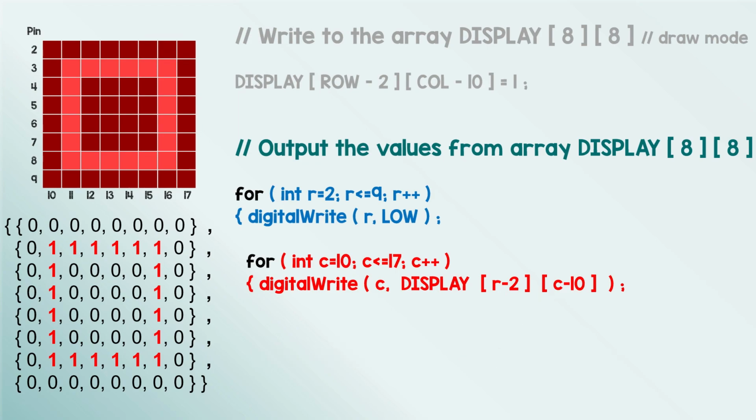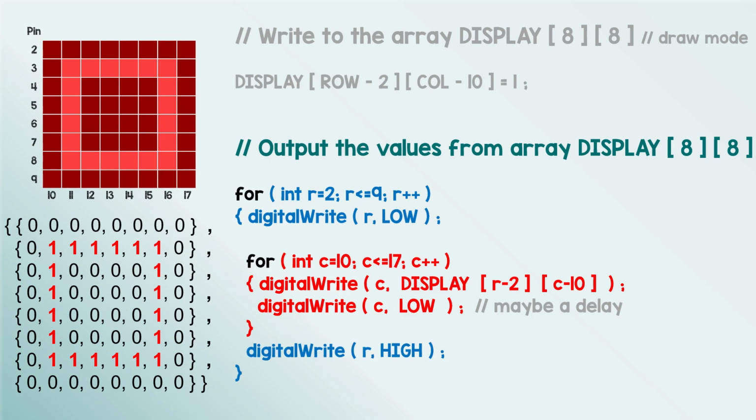Then we disable the column by writing c low. And then outside of the c for loop, we disable the row. And then it'll cycle through each row and then through each column.